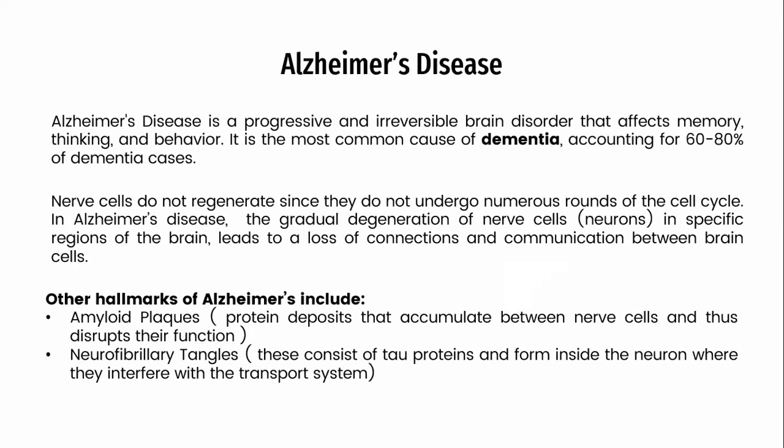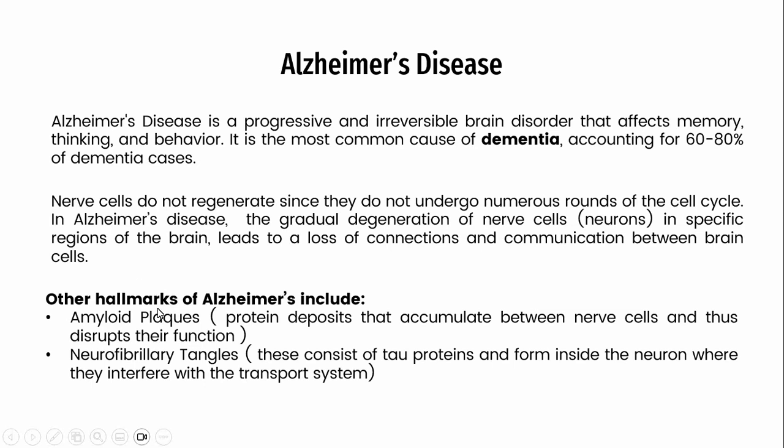So the first thing I want to talk about is Alzheimer's disease. In case you did not know, Alzheimer's disease is a progressive and irreversible brain disorder that affects memory, thinking, and behavior. It is the most common cause of dementia, accounting for 60 to 80% of dementia cases. Like I was saying a while ago, nerve cells do not regenerate since they do not undergo numerous rounds of the cell cycle. So in Alzheimer's disease, the gradual degeneration of nerve cells in specific regions of the brain leads to a loss of connections and communication between the brain cells.